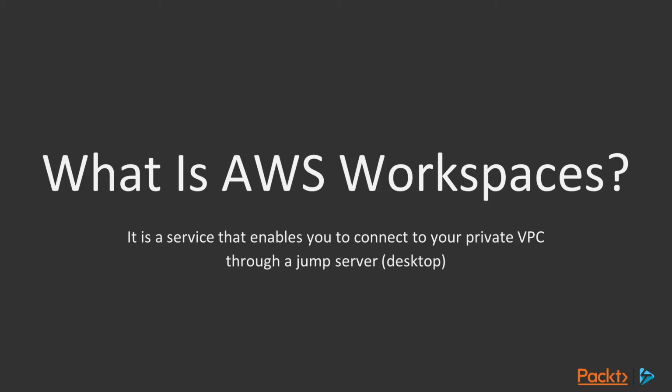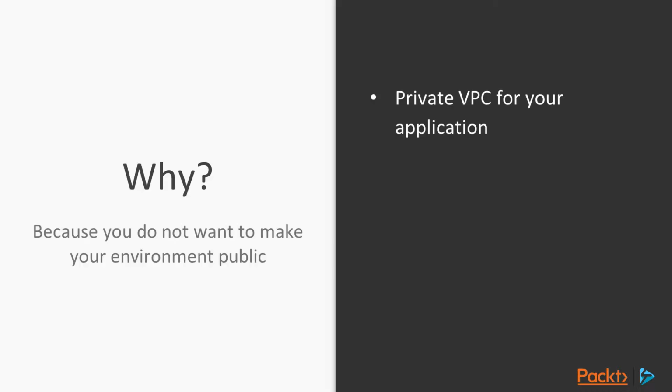It is a service that enables you to connect to your private VPC through a jump server, much better known as a desktop. So, why would you need that? Simply because you don't want to make your environment public. Imagine that you have an application that is hosted on a private VPC on AWS, and you want your engineers or your developers to access this environment, but you want to restrict access to only those people.